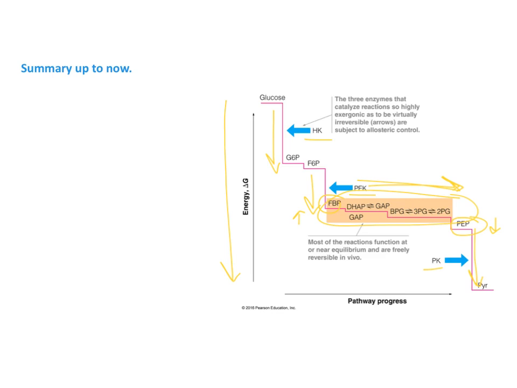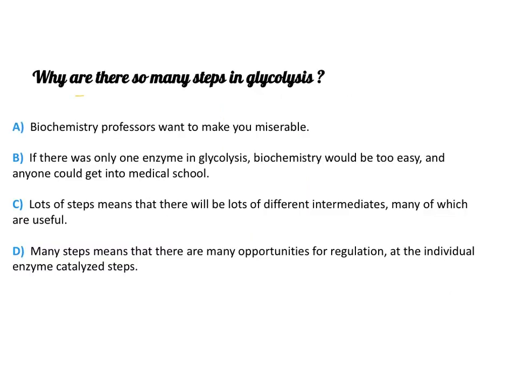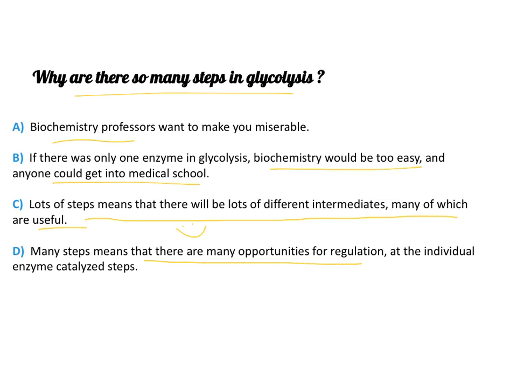Okay, so why are there so many dang steps in glycolysis? Biochemistry professors want to make you miserable? Oh man, I hope not. If there was only one enzyme in glycolysis, biochemistry would be too easy and anyone could get into med school. That might be true, but it's not. Lots of steps means that there will be lots of intermediates, which could be useful. Ding, ding, ding, that one's true. And many steps means that there are many opportunities for regulation at the individual enzyme catalyzed steps. That is also true.